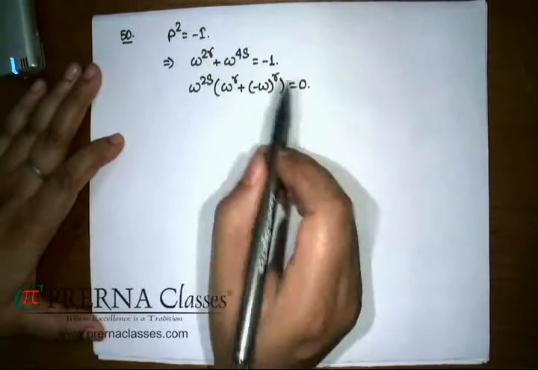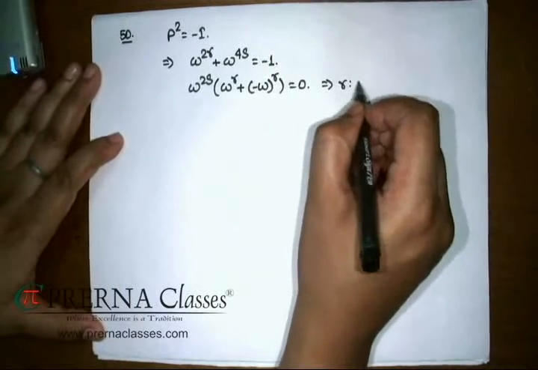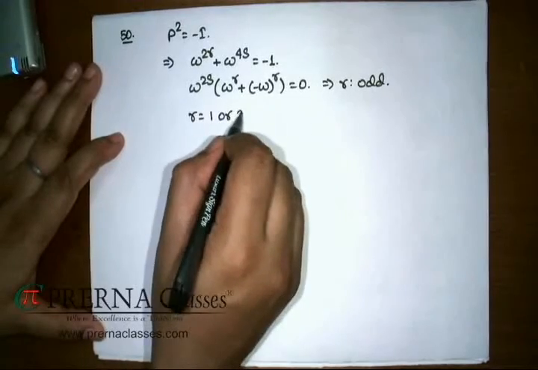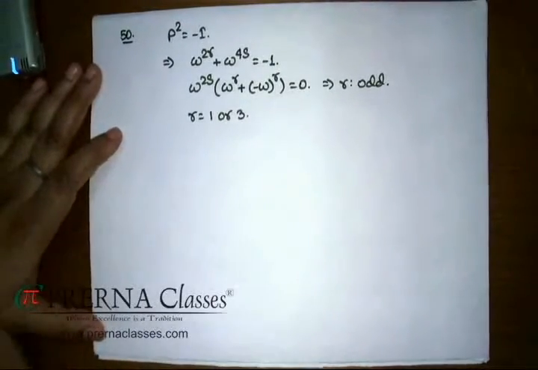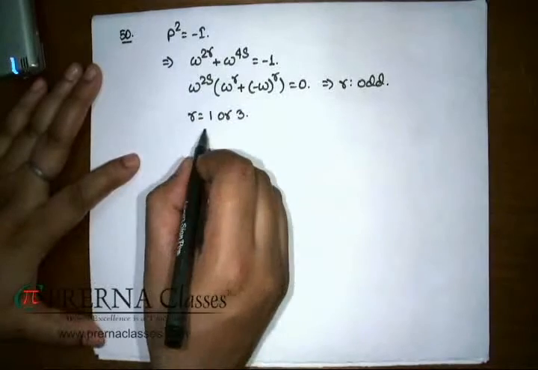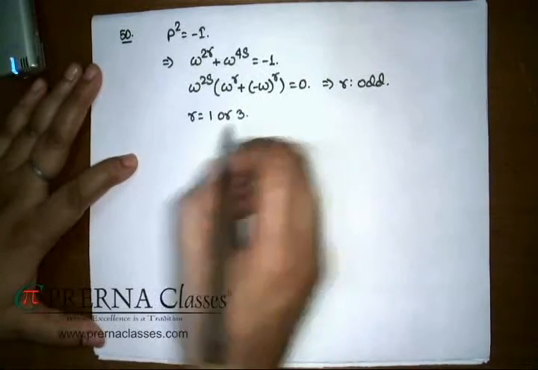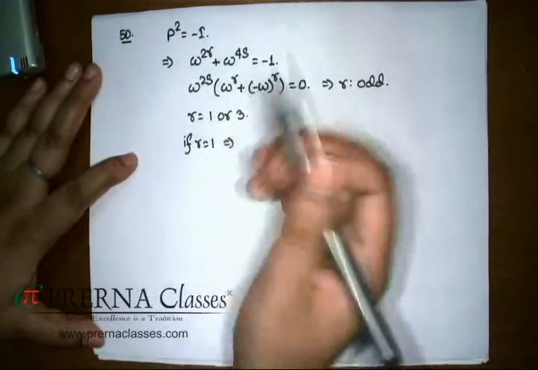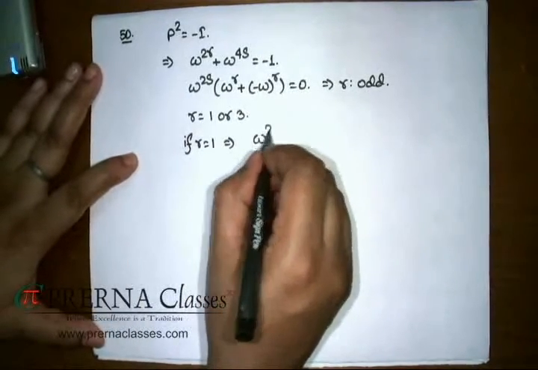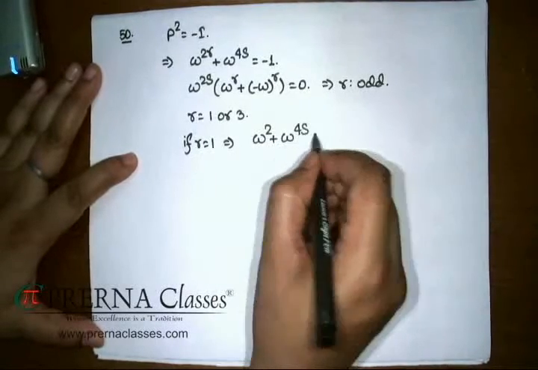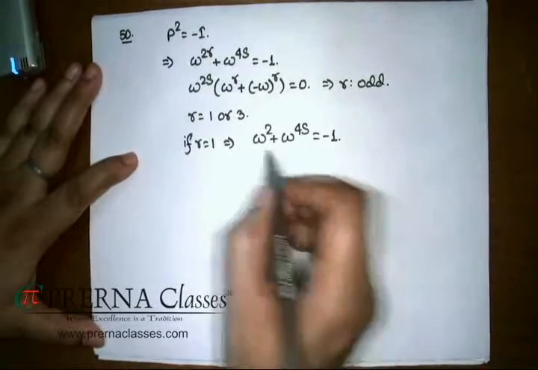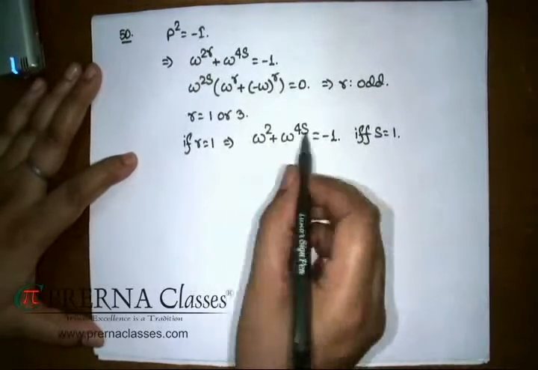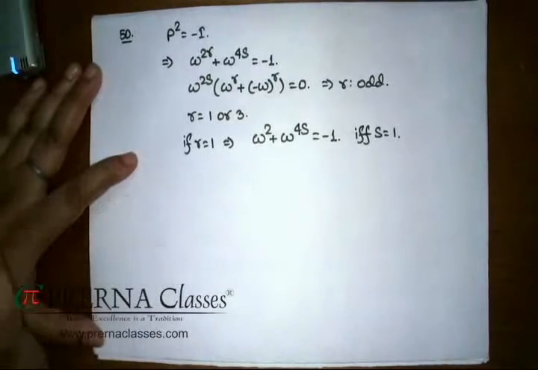From the second equation, you can safely claim that R has to be odd. So for R we have only two choices out of the 3, that is 1 or 3. But if I take R as 1, you can then check omega square plus omega to the power 4s, you have to make sure it's minus 1. This is possible if and only if s is 1. Then only will you have omega plus omega square. There is no other choice acceptable.